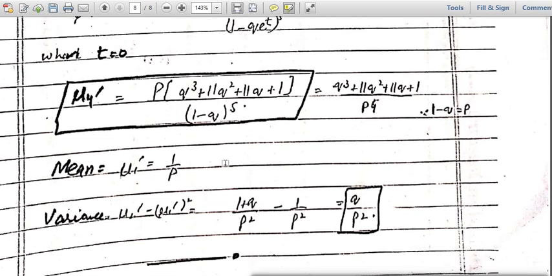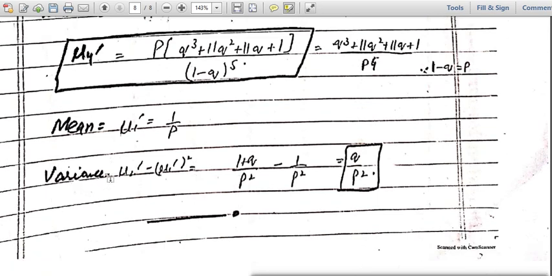Now I want to find the mean. The mean is equal to mu1 prime, which is 1 over p. Now find the variance. The variance is, by definition, mu2 prime minus mu1 prime whole squared. The second moment is (1 plus q) over p squared, minus the mean squared, 1 over p squared. After calculation, the variance is q over p squared.